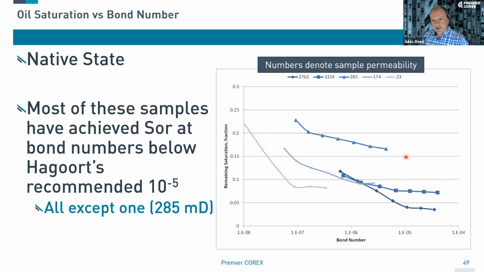This one sample here, which is not the most permeable and not the least permeable, but maybe had a different wetting than the other samples or some different aspect ratio, so it wasn't achieved in this sample. So these are showing you the permeability of these different samples.